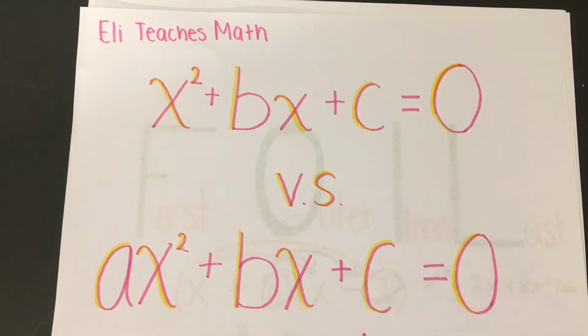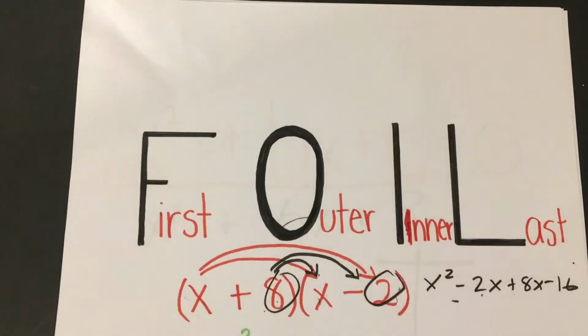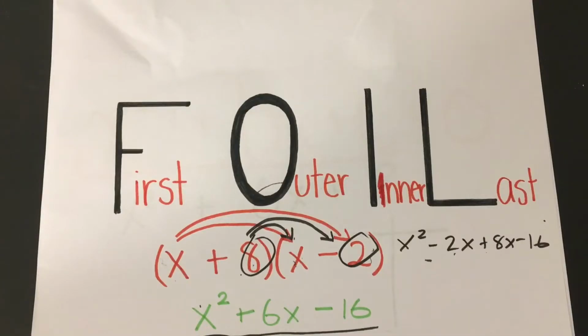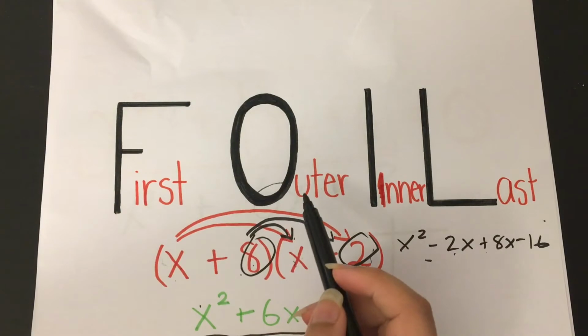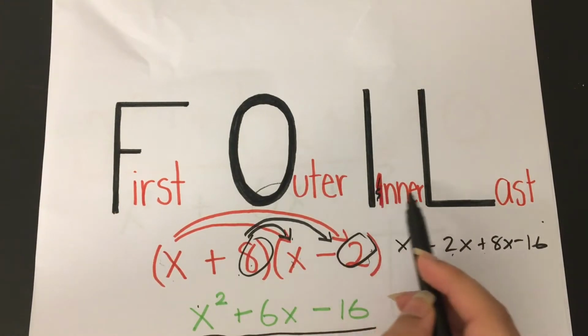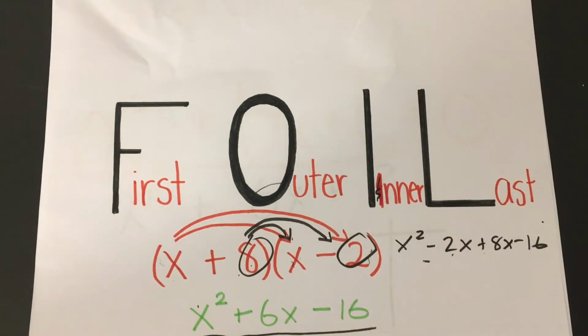Anyway, quadratic equations. The first thing you should know is how to FOIL. FOIL stands for first, outer, inner, last. Look at this example here: x plus 8 times x minus 2. This is in factored form.